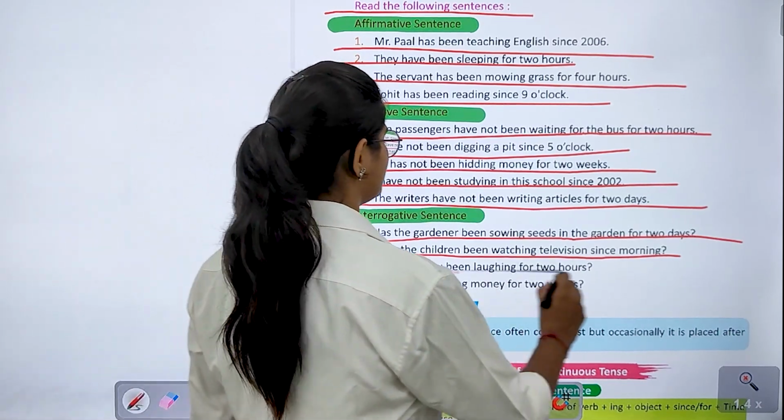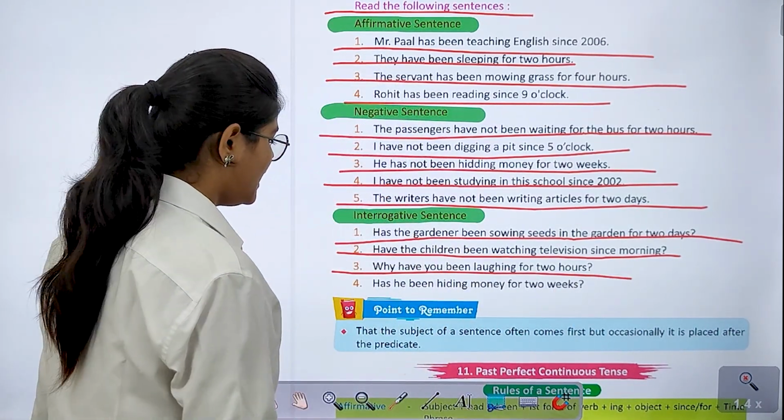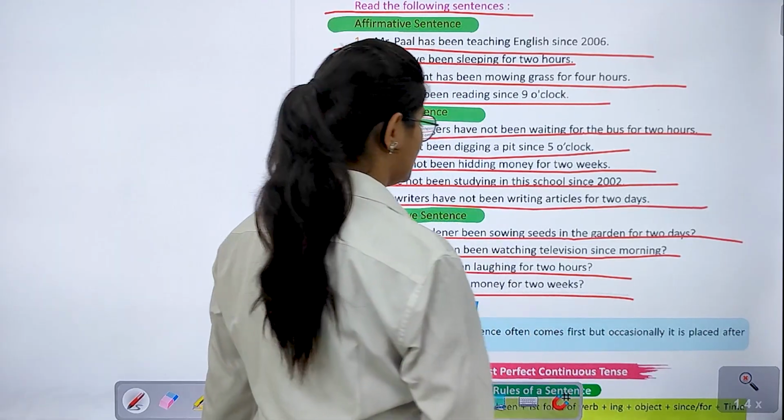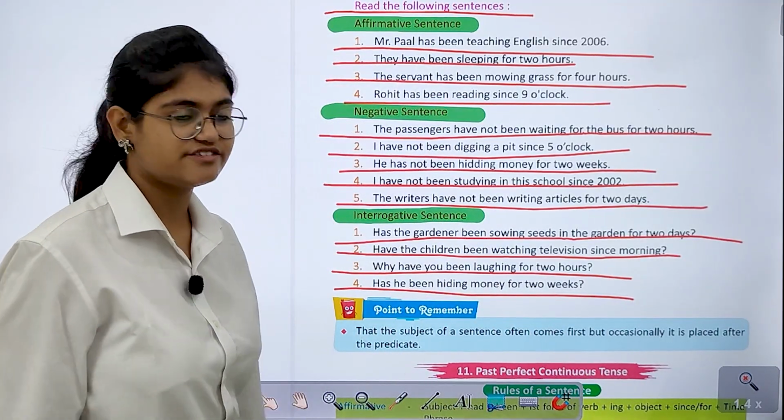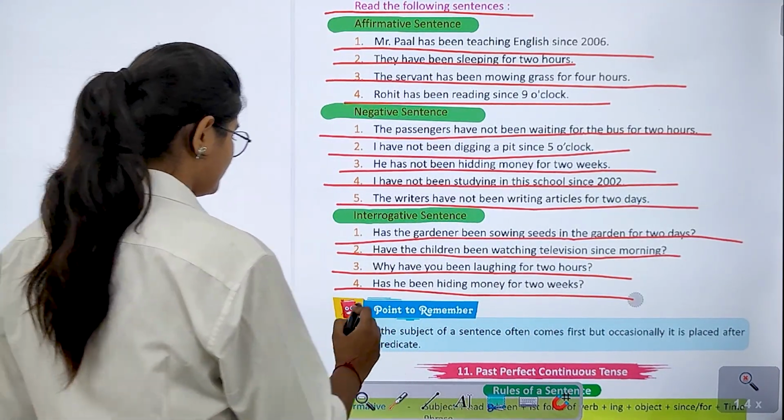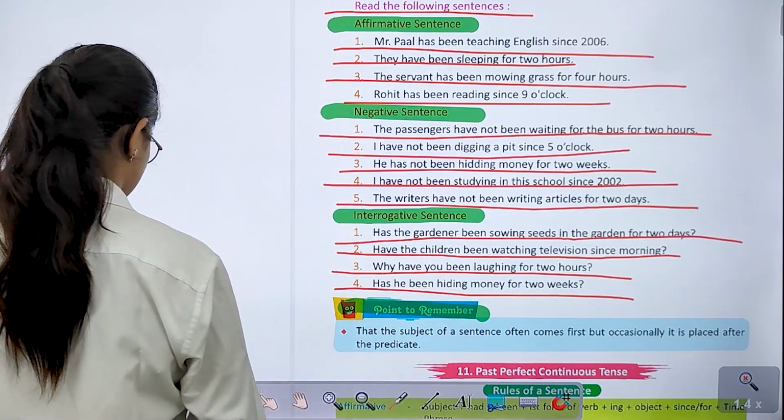Next, why have you been laughing for 2 hours? And the next is, he has been hiding money for 2 weeks. Right? Next again we have some points to remember. Let's see what they say.